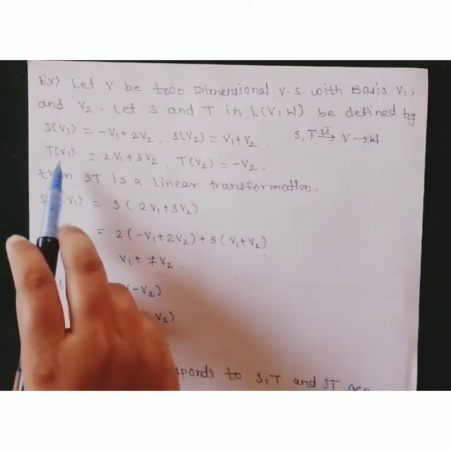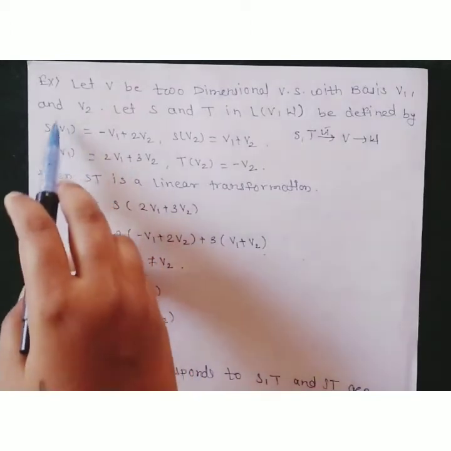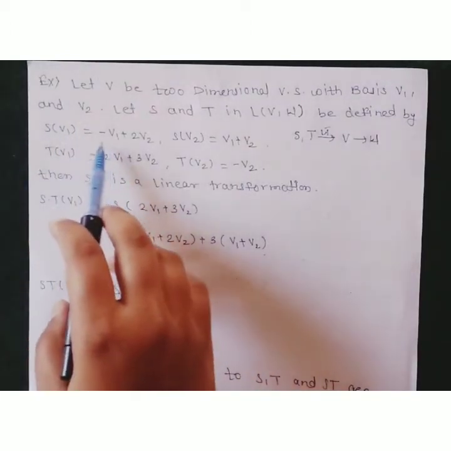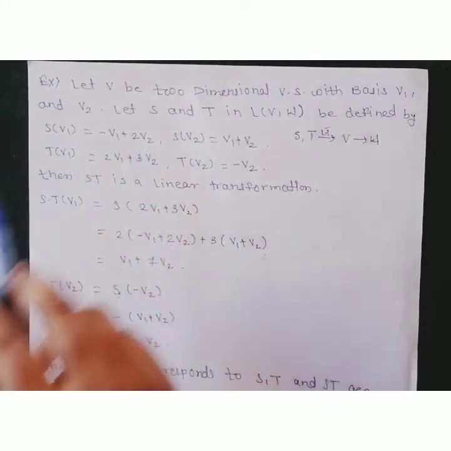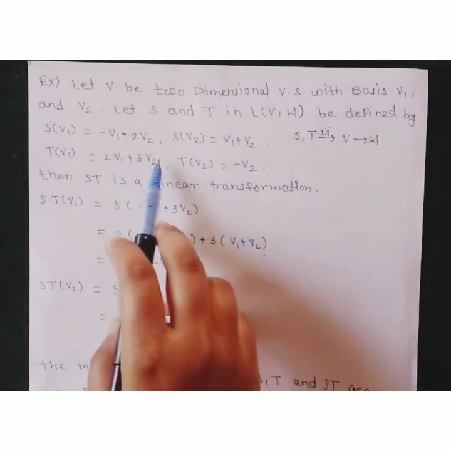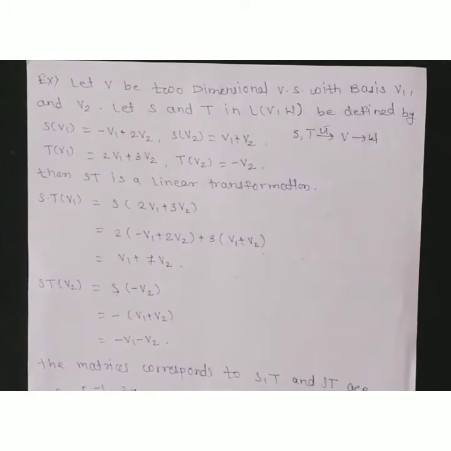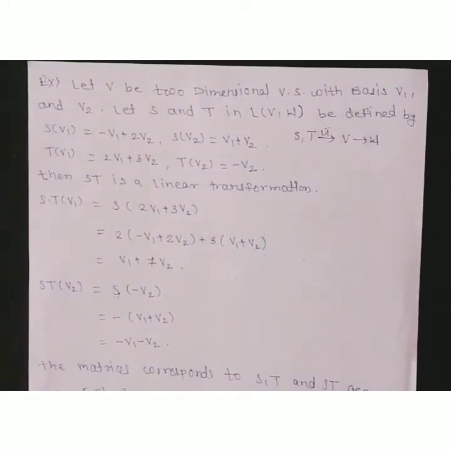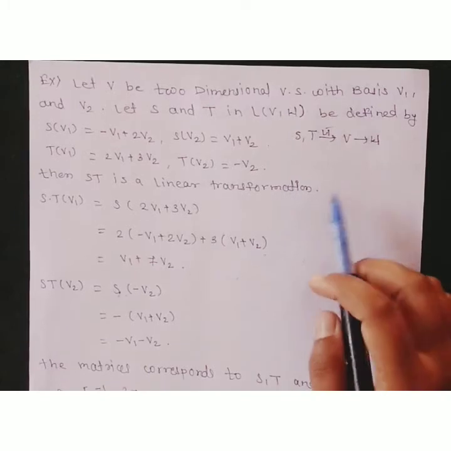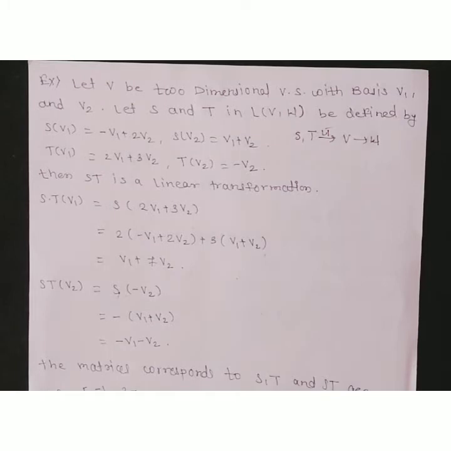We define S of v1. S of v1 means the linear transformation operating on the basis vector v1, which is given by minus v1 plus 2v2. S of v2 is v1 plus v2, T of v1 is 2v1 plus 3v2, T of v2 is minus v2. So S and T are linear transformations. As we know, the product of linear transformations is also a linear transformation, so ST is again a linear transformation.